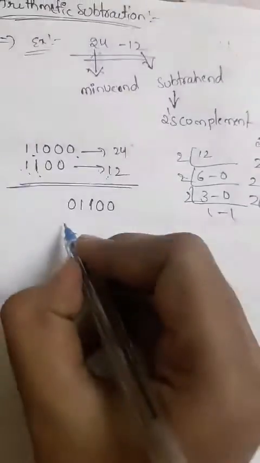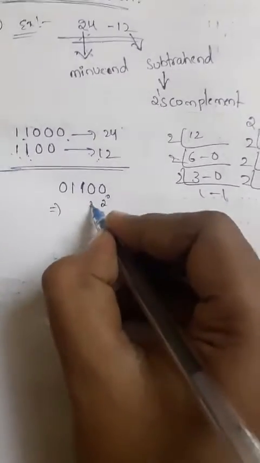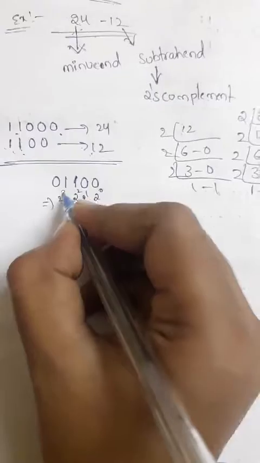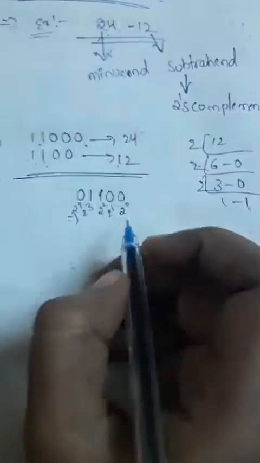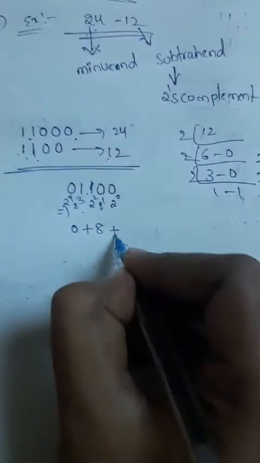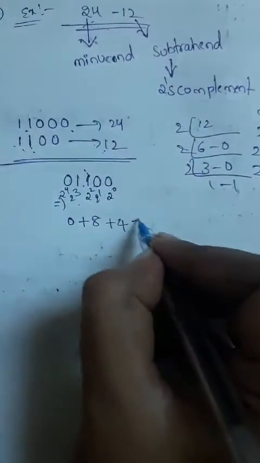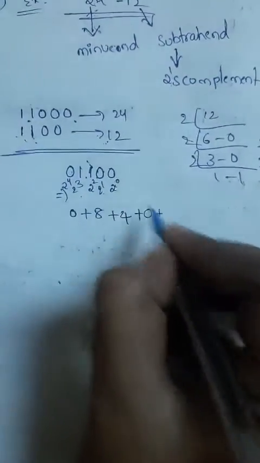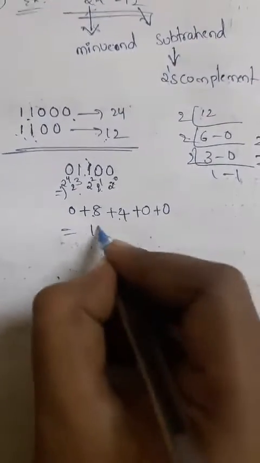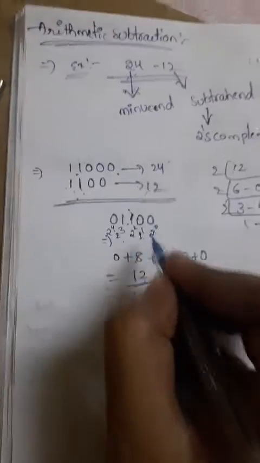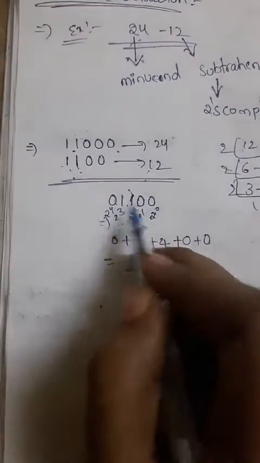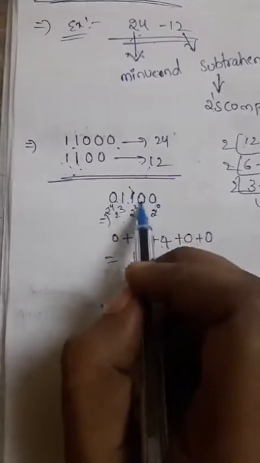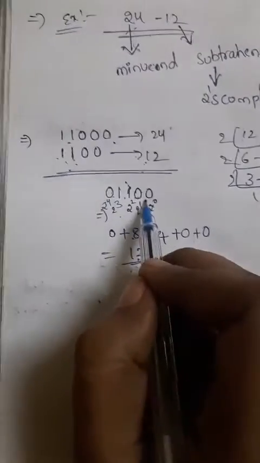Okay, so now check: is it 12 or not? 2 power 0, 2 power 1, 2 power 2, 2 power 3 and 2 power 4. So 2 power 4 into 0 is 0, plus 2 cube into 1 is 8, plus 2 square into 1 is 4. 0 into anything is 0, and 0 into anything is 0. We'll get the result as 8 plus 4, 12. So we get the same number. That's why I can add a 0 before 1100 to represent a 5-digit code.